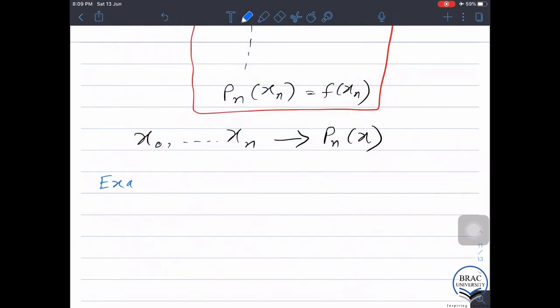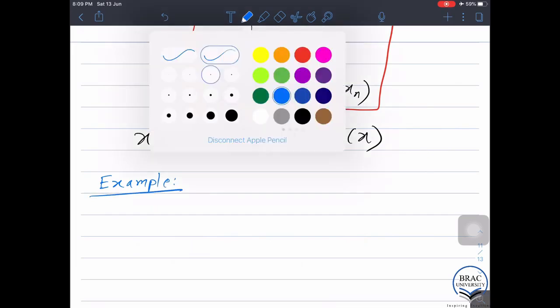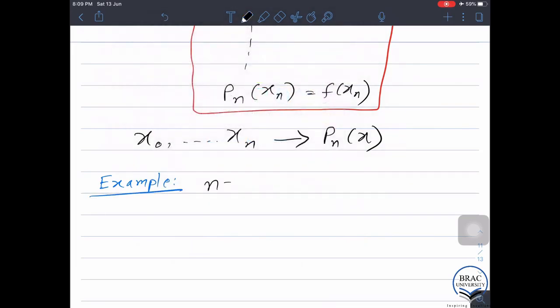So let's work out an example. The example is that, let's say that n is equal to 1. Okay, so what does it mean? That means that you have 2 nodes, which is x0 and x1. Remember, we start counting from 0. When n is equal to 1, I have 2 nodes, x0 and x1.